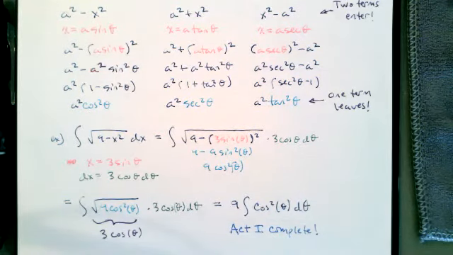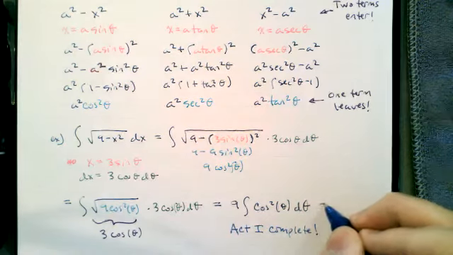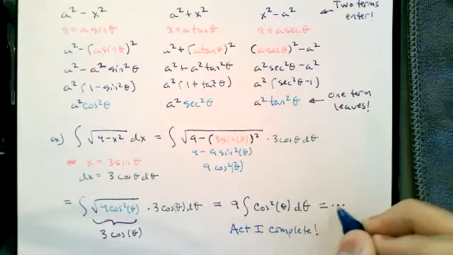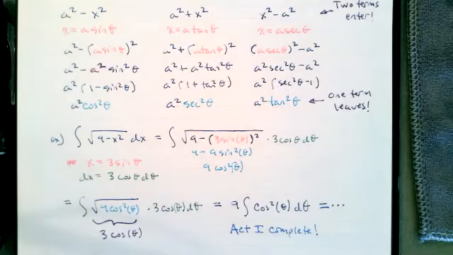After this, we would integrate the cosine squared. So after this is the stuff that we've already talked about. Any questions? All right.